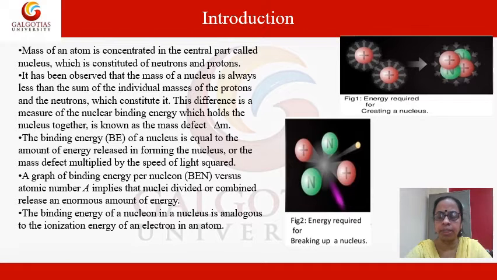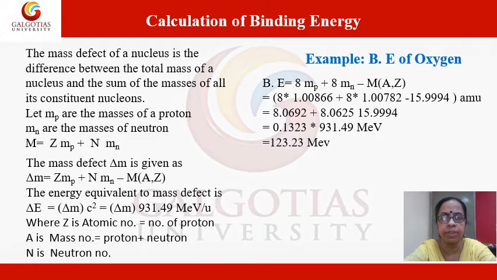The binding energy of a nucleus is equal to the amount of energy released in forming the nucleus, or the mass defect multiplied by the speed of light squared. A graph of binding energy per nucleon versus atomic number implies that nuclei divided or combined release an enormous amount of energy. The binding energy of a nucleon in a nucleus is analogous to the ionization energy of an electron in an atom. Now we will see how the binding energy is calculated.